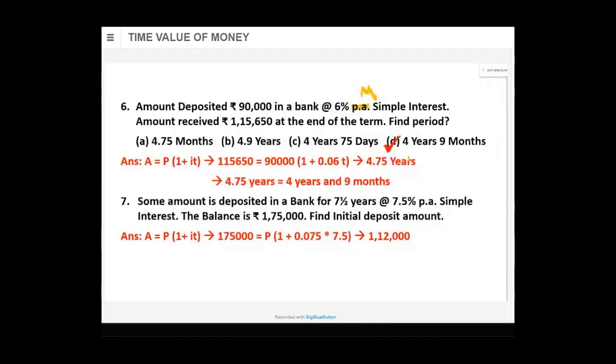A is equal to P in bracket 1 plus IT. That is 1,75,000 is equal to P in bracket 1 plus 0.075, which is rate of interest 7.5 divided by 100. That gives you 0.075 into 7.5. Now what should we do on the calculator?